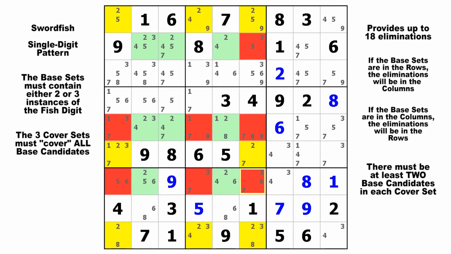Okay? And with the swordfish, you can have up to 18 eliminations because there are 18 possible cells in those three columns that lie outside the intersection cells. Okay, next one.